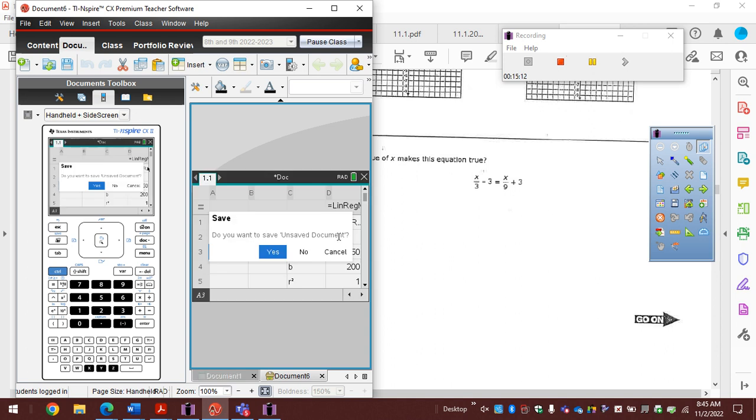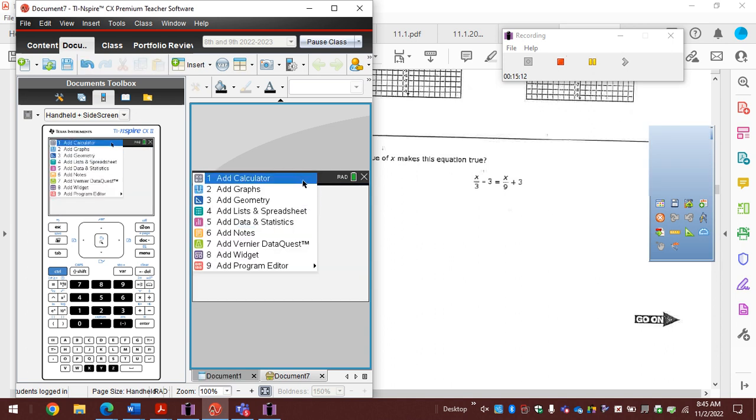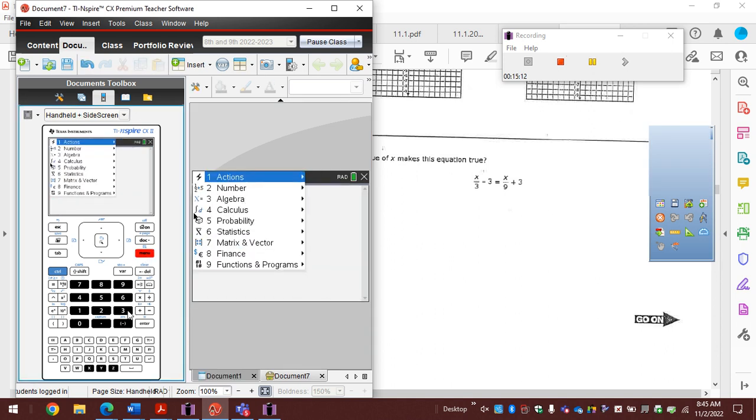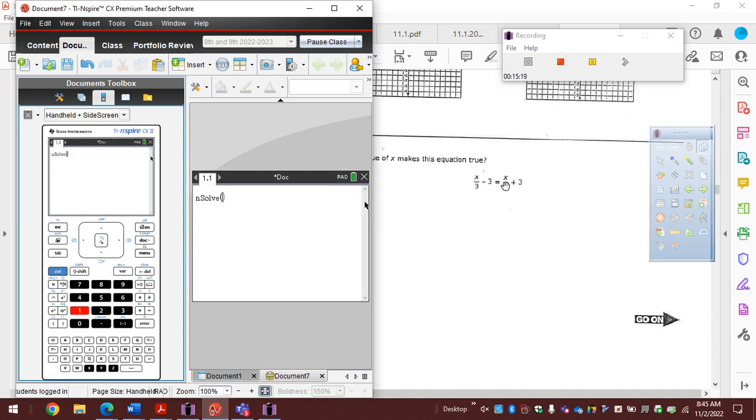So this one we're going to go ahead and do menu 3-1. So go on. No, we don't want to save it. We'll go to calculator, and then we're going to go to menu 3-1, and we type in exactly what we want in the parentheses. So I'm going to go control fraction. I'm going to put x over 3, and then this minus 3 equals, I'm going to go control this right here, x over 9 over here plus 3.